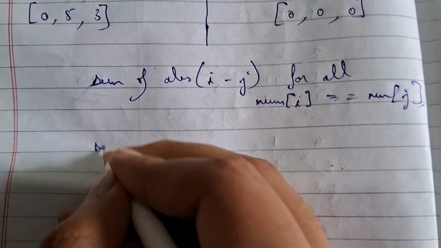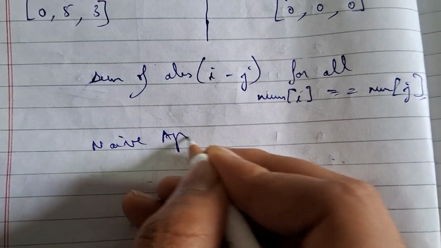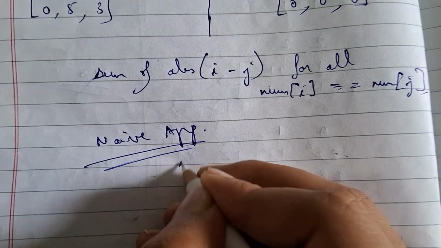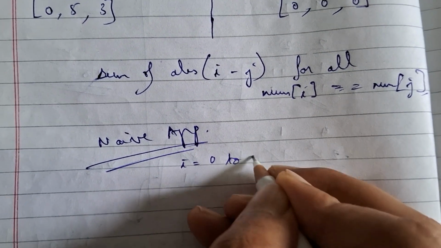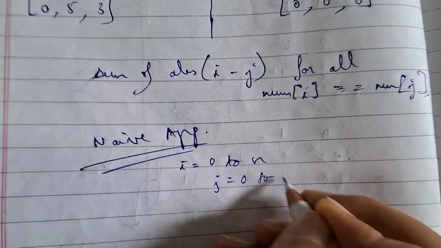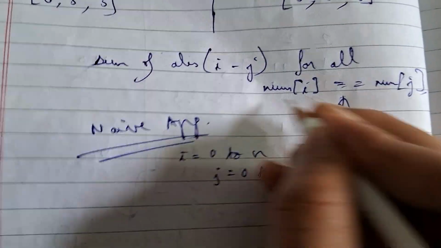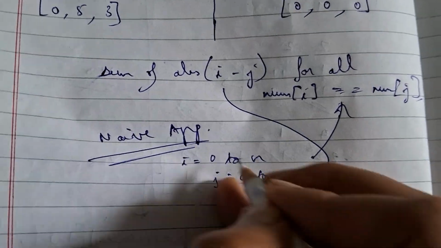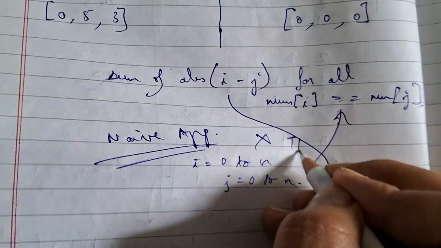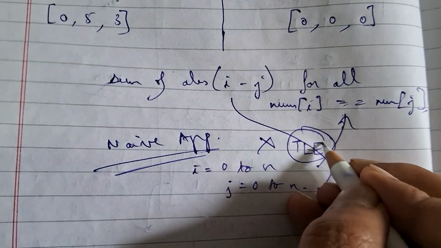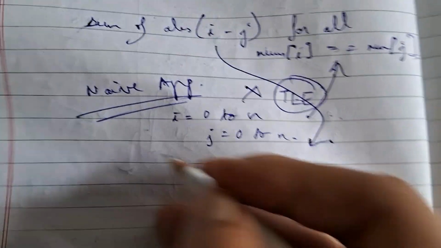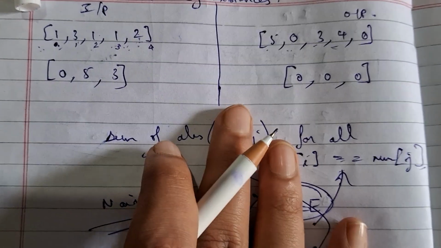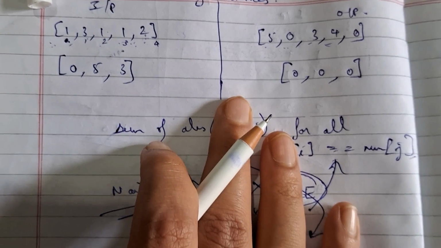Now the naive approach will be running a loop from 0 to n and j equals 0 to n, and checking all these conditions and finding the sum of this. But this is going to be a TLE. So now here comes the main concept, the main mathematical concept of this.